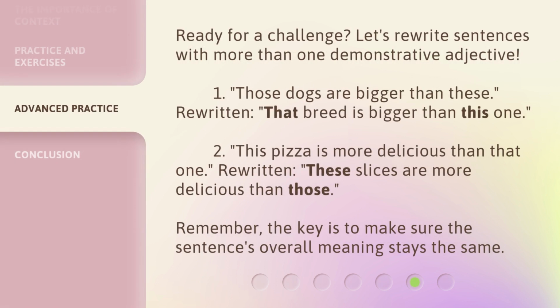Ready for a challenge? Let's rewrite sentences with more than one demonstrative adjective. 1. Those dogs are bigger than these. Rewritten, that breed is bigger than this one. 2. This pizza is more delicious than that one. Rewritten, these slices are more delicious than those. Remember, the key is to make sure the sentence's overall meaning stays the same.